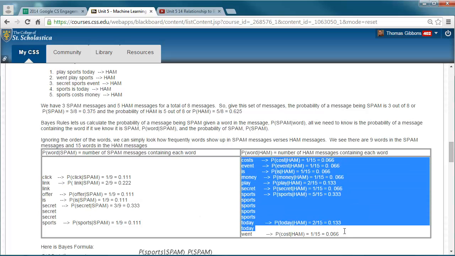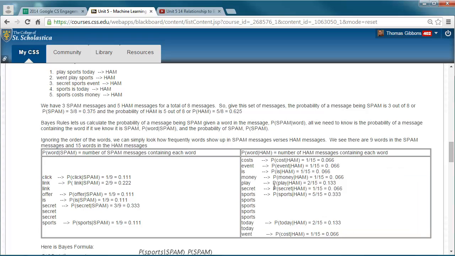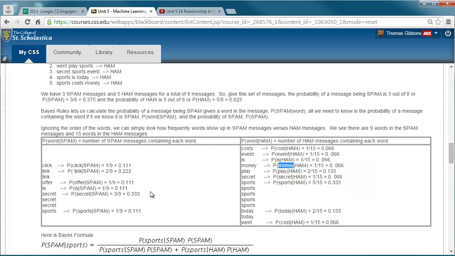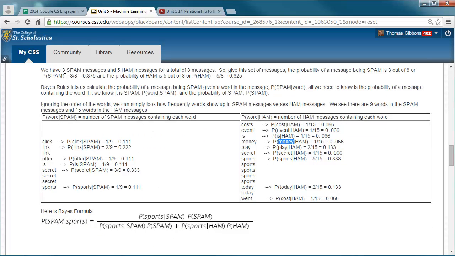Similarly, for all the words in the ham messages, for example, money occurs once, and there are 15 words that are marked in the ham messages. So the probability of money given a ham word is 1/15. So we work all these probabilities out. So we know the probability of spam, we know the probability of ham, and then we know these conditional probabilities.